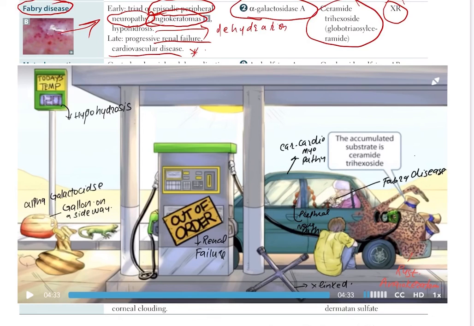So, recap of Fabry disease: the old lady is holding fiber, and she's holding something in front that looks like axons, and Fabry disease causes peripheral neuropathy. The rust on the car is angiokeratoma and cardiomyopathy. Out of order is the renal problems. Then you have hypohidrosis because today's temperature is really high. Gallon on the side is galactosidase, and X-linked.